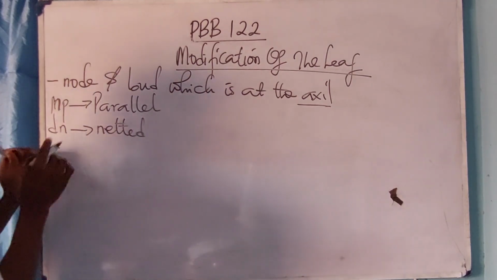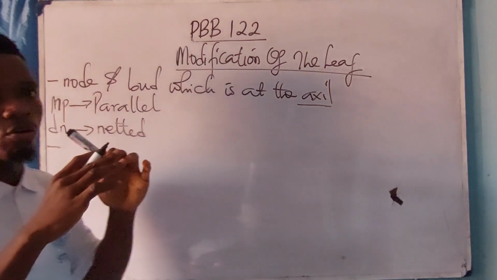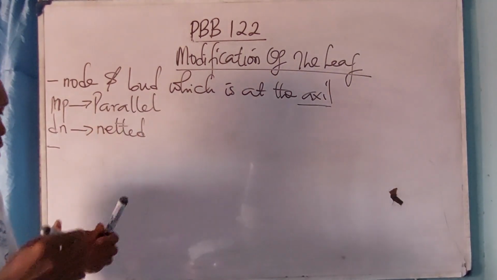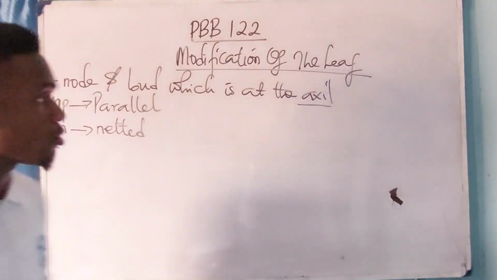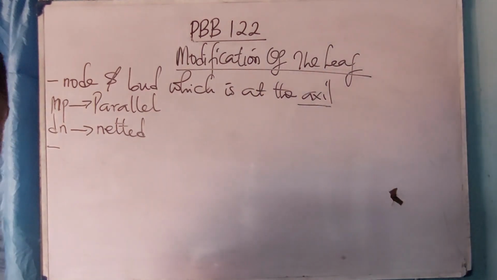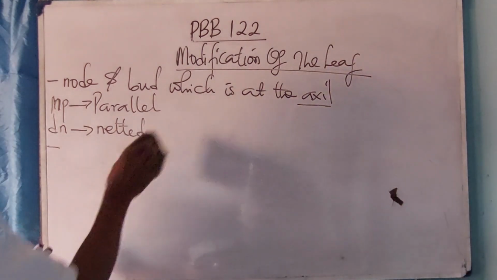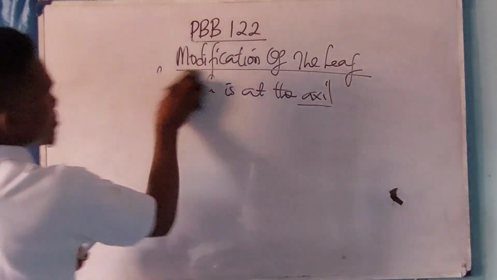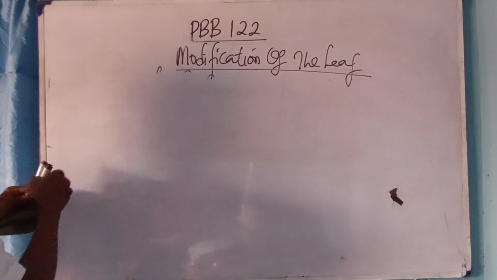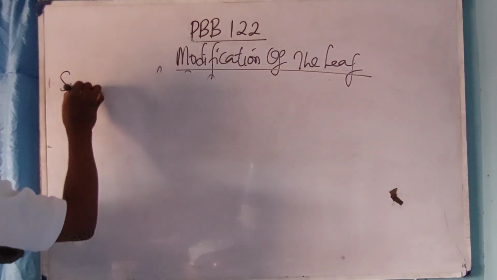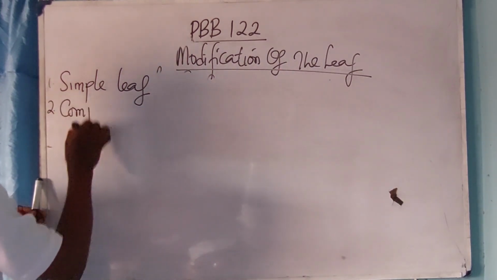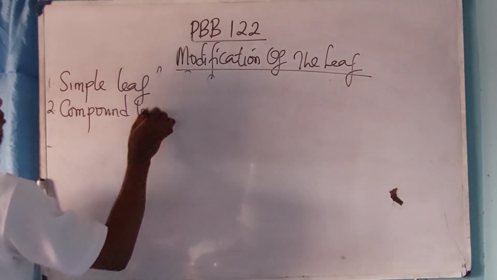And in monocot plants, the leaves are arranged alternately to each other, but in a dicot plant, the leaves are arranged opposite to each other. Take note of that. Now, let us discuss. We have two types of leaves. We have the simple leaf, and we have the compound leaf.